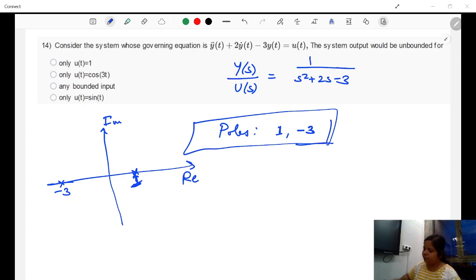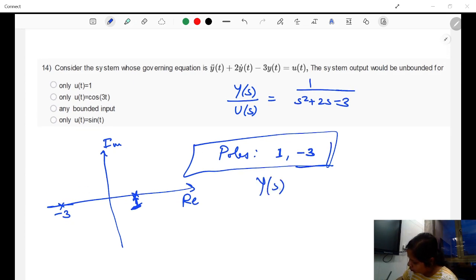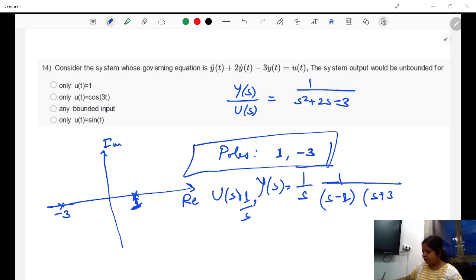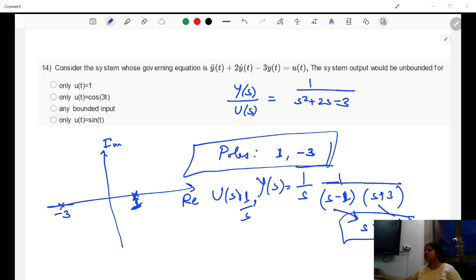System is already unstable. Now Y(s) is equal to 1 upon (s minus 1)(s plus 3). You give it 1 upon s, you gave a unit step. You see what would happen? It is already exhibiting this behavior, the s is equal to plus 1 behavior, which makes the system unstable.